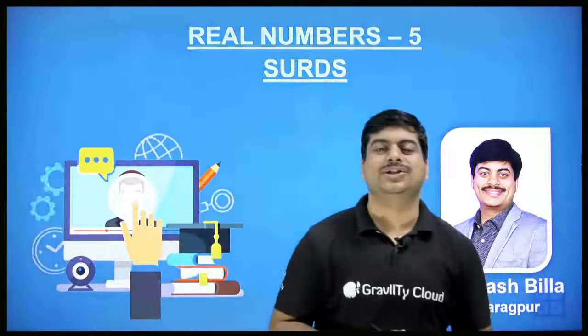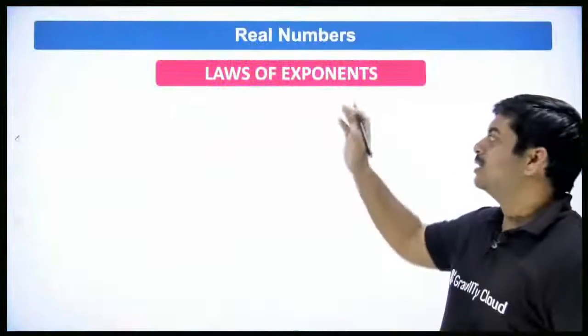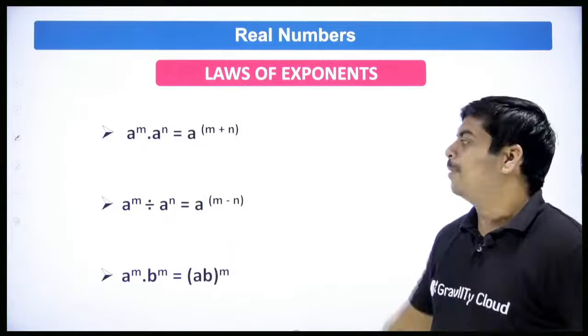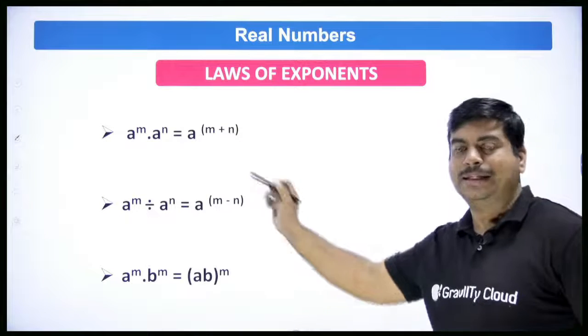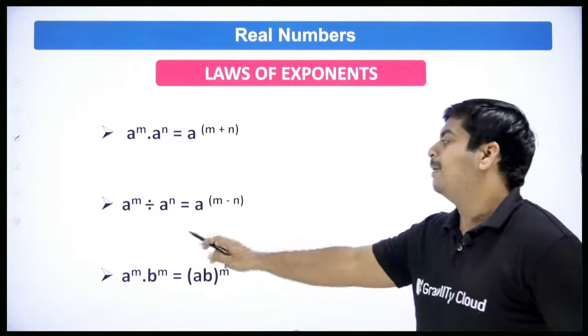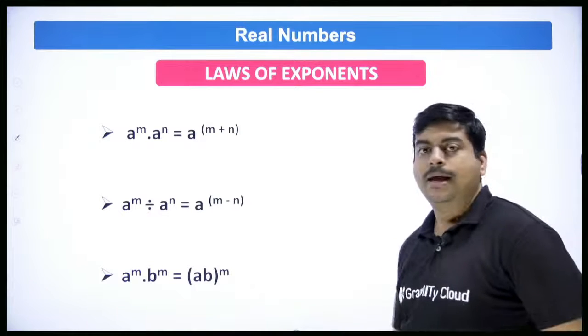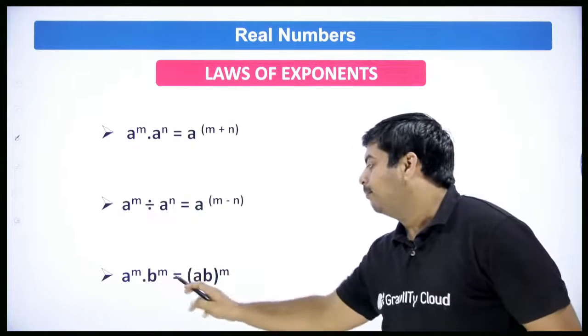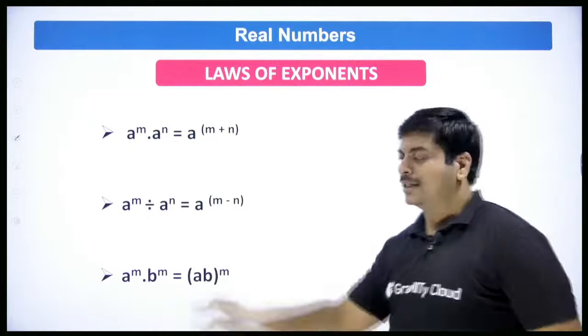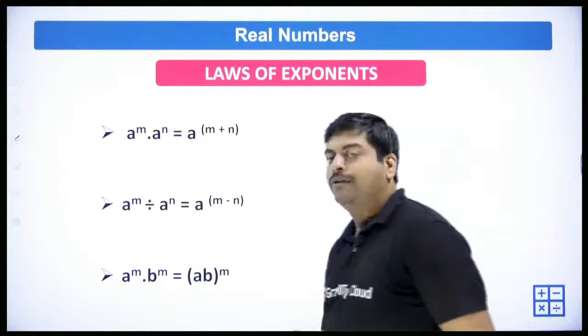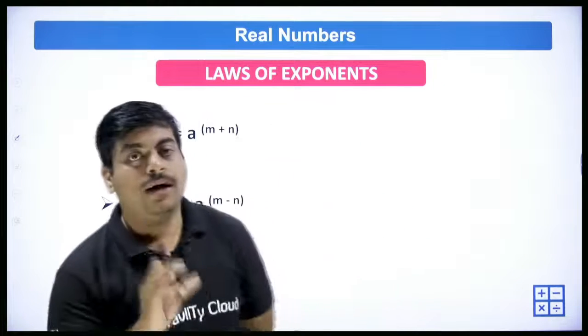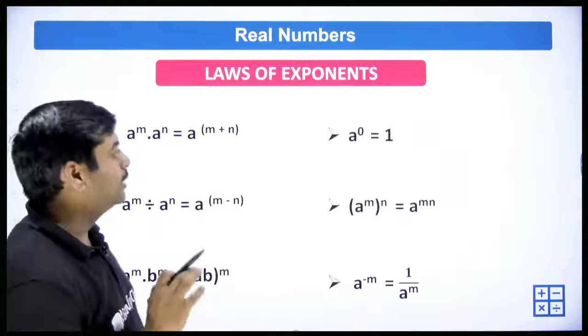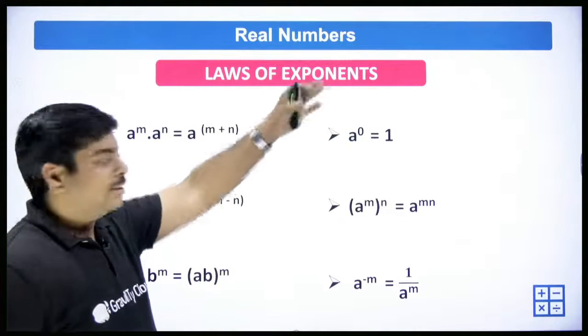Let's start today's session. Yesterday we discussed some laws of exponents. a power m into a power n is a power m plus n. a power m divided by a power n is a power m minus n. a power m into b power m is ab whole power m. These are the main important laws that we're going to use in many of the problems linked with exponents. a power 0 is 1.